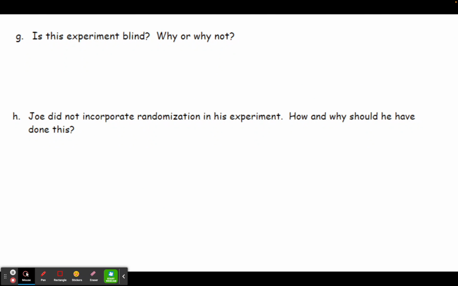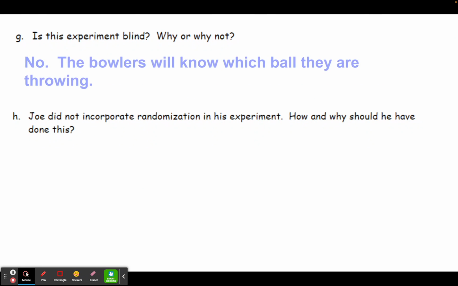Now, whether this experiment is blind, this one we would probably have to say no, because the bowlers obviously are going to know whether they're throwing an 8-pound or a 14-pound ball. There's a pretty big difference in those bowling ball weights. Also, it's probably unlikely that Joe would not know which ball they're using, unless he leaves the bowling alley during the experiment and he only looks at their scores after the fact. Now, if that was the case, we could say yes, it would be single blind, but there's no way to make this a double blind experiment.